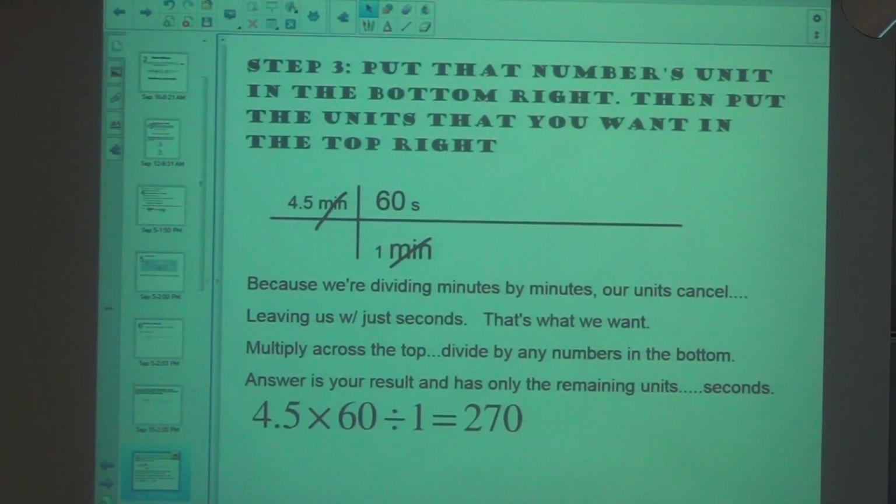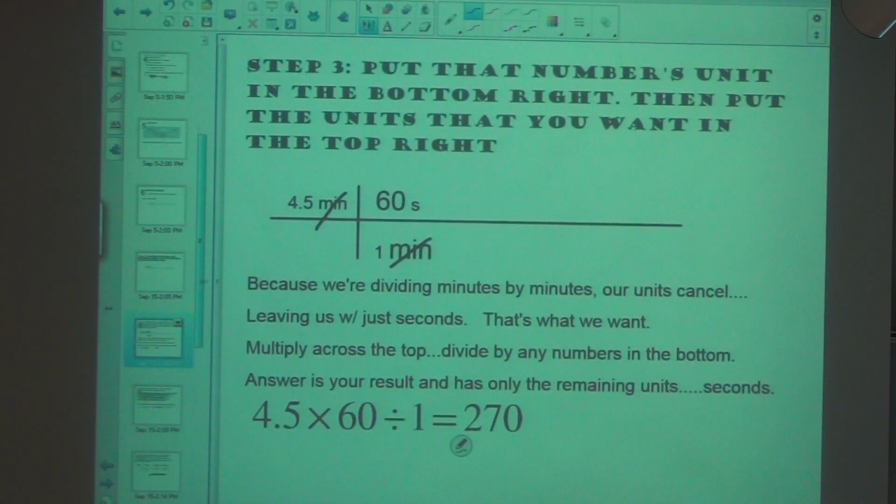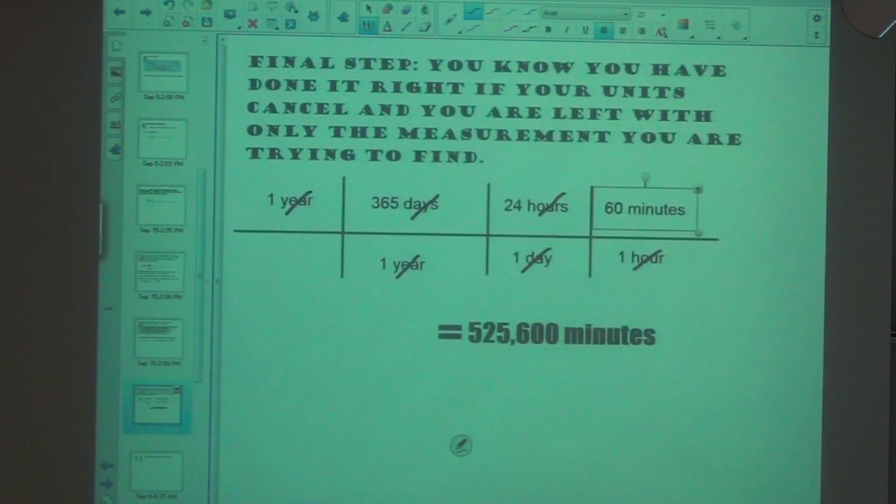Let's take a look at another example where we don't have just one step. Sometimes we have to make multiple steps to solve the problem. Take a look at this one. The question was, how many minutes are in a year? So what we were given is 1 year. So that's what we would put up in the upper left-hand corner.